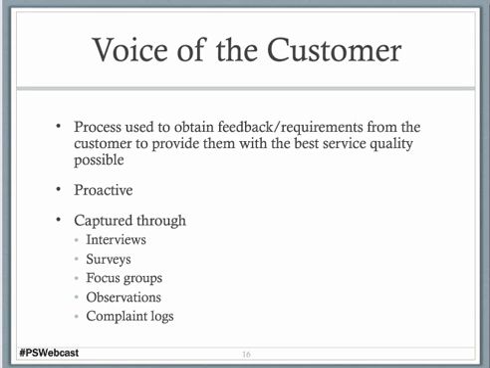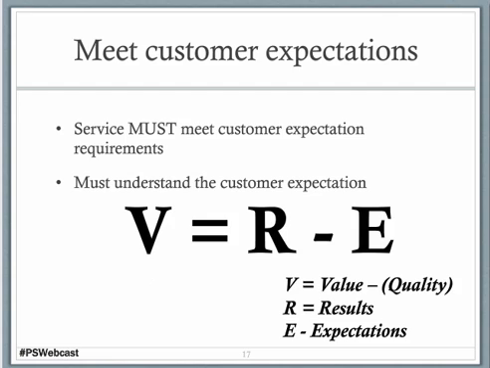So when we look at this, then, what we're really talking about is the idea, and I love this little symbol here where it talks about V equals R minus E, because what we're talking about with quality and value, because the customer wants value from the encounter and experience that they have. So a customer comes to you with an E, which is an expectation. If you meet that expectation, the R, which is the results, will be positive. If you don't meet that expectation, the R, which again is the results, would be negative.